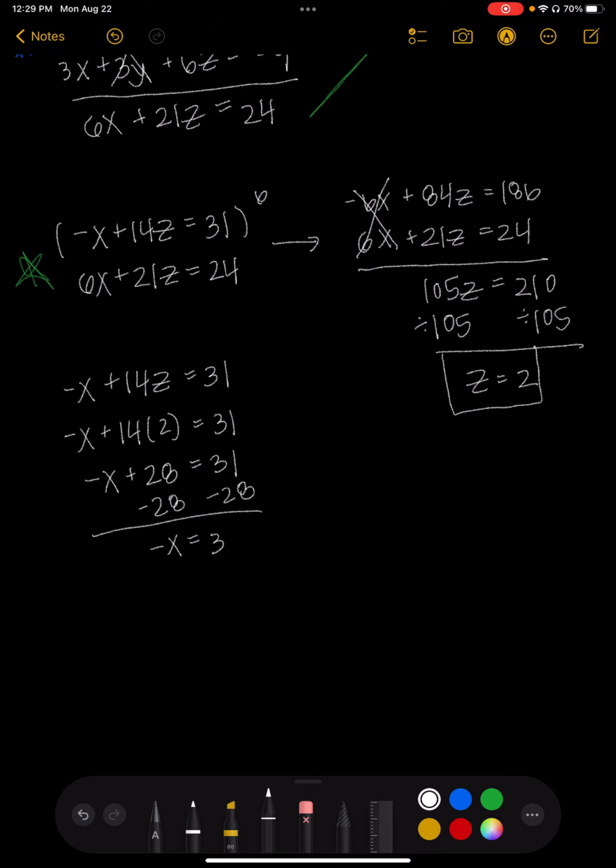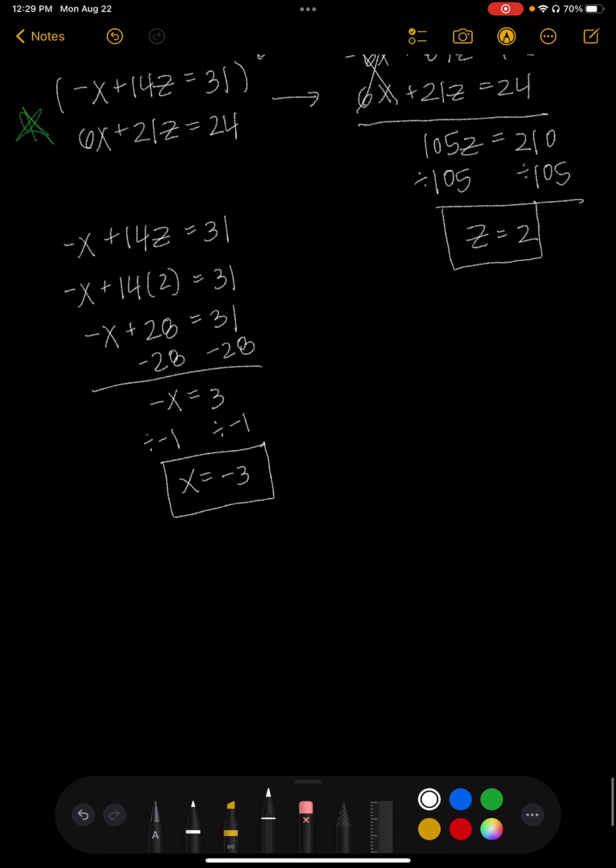I don't like that it's negative x. I want it to be positive x, so I'm going to divide each side by negative 1. And we end up with x is equal to negative 3. All right, so now we have 2 of our answers. We just need the y.